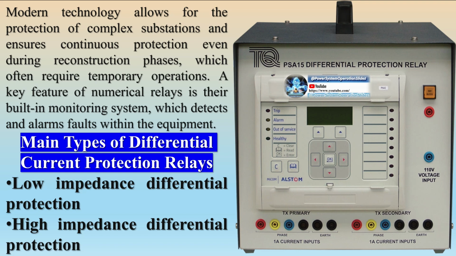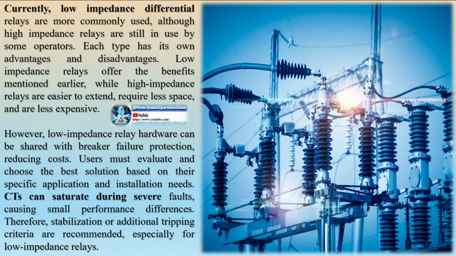Retrip function: if the initial trip cannot clear the fault, the BFP can initiate a retrip of the circuit breaker after a short time delay, typically less than 100 milliseconds. If this retrip is also unsuccessful, a second stage of the BFP will trip all circuit breakers connected to the same busbar section. Contingency arrangements: BFP schemes can be combined with other protection functions, such as distance protection, to ensure that if BFP is unavailable, alternative measures can still provide protection.